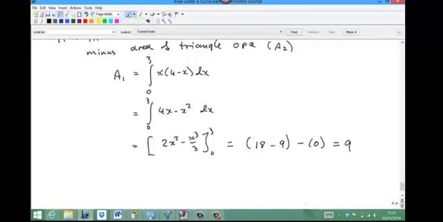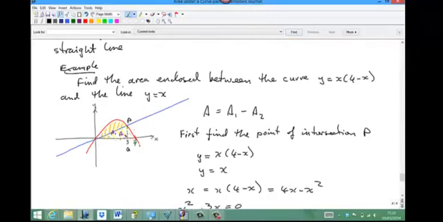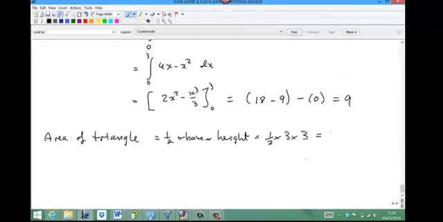And then the area of the triangle is half base times height. The base is 3, and of course as the line is y equals x, the y coordinate of P is also 3, so the height is 3, which gives 9/2. So the area A is equal to the area under the curve, 9, minus the area of the triangle, 9/2, which is 9/2 square units.